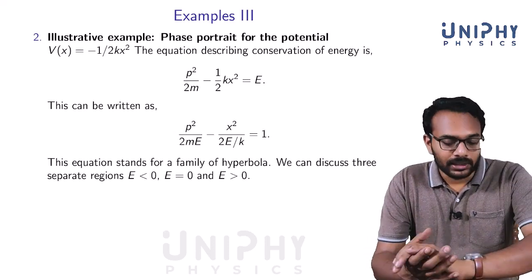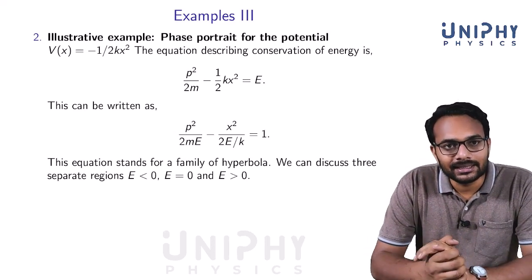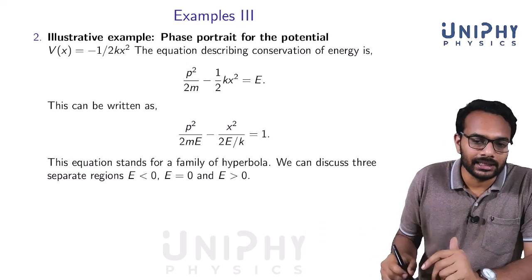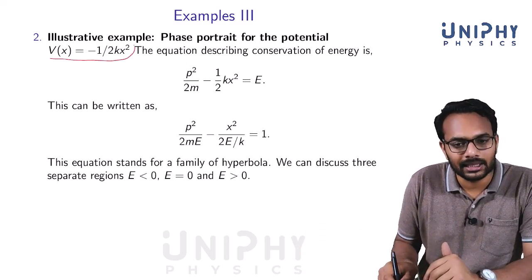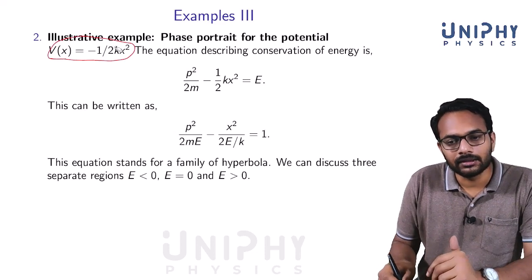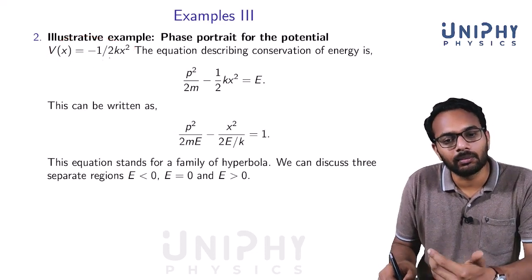I think we'll wind up for today, and we'll discuss the rest in the next session. Maybe you can try obtaining as an exercise, before the next session, the phase portrait for the potential V of x equal to minus half kx square.